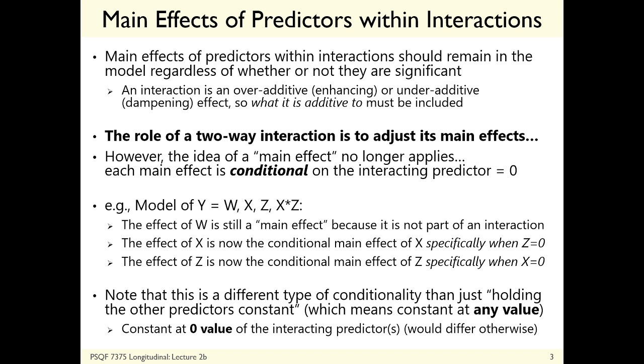Does that make sense? Maybe? Everything is holding constant. That language applies whenever you have more than one predictor. This is holding constant at a specific value. The interaction term implies that the effect of X would be different if Z equals 1 or if Z equals 2, and vice versa.